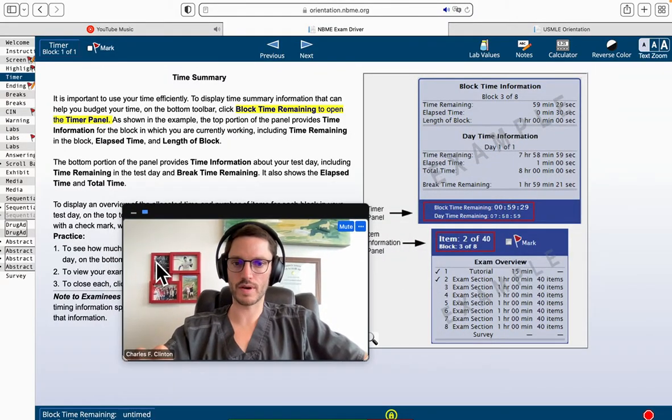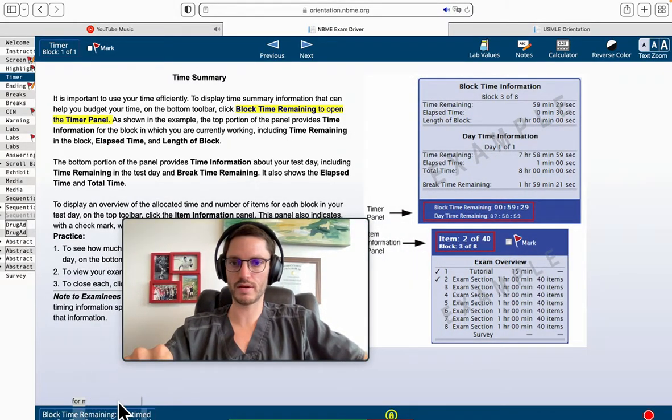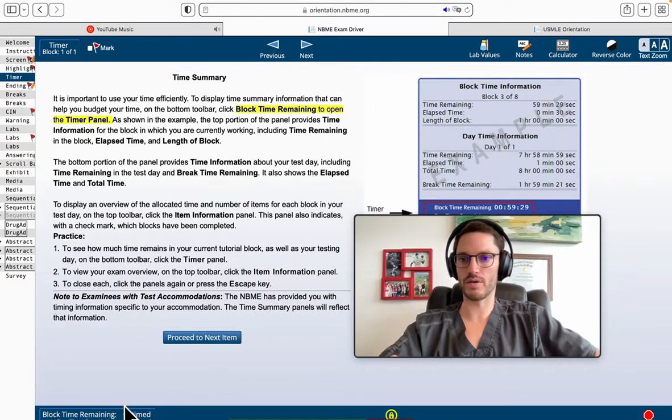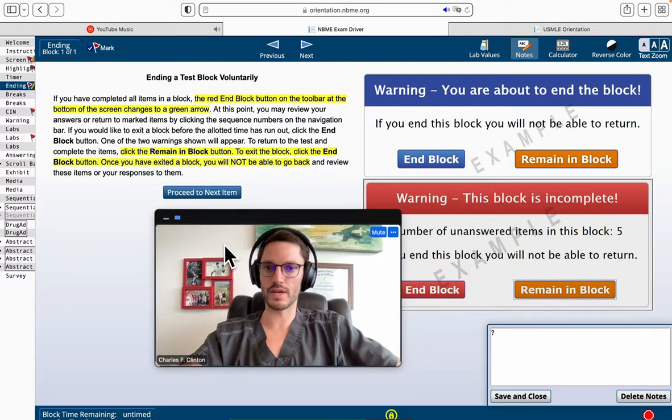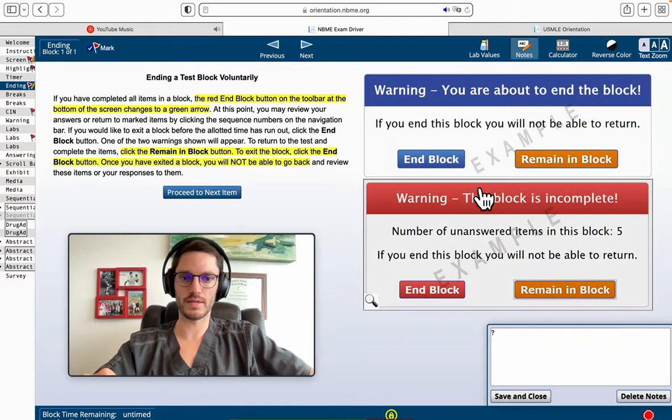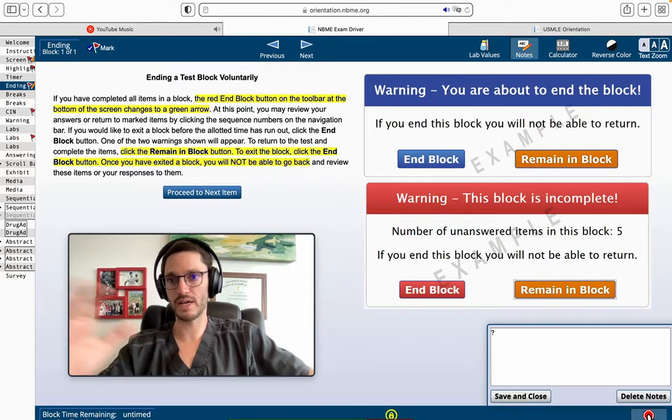Timer. I already explained about clicking this right here. You might not find it useful, but check it out on your own to see if it works. I don't think so. The ending, I already talked about the ending. So, the end block.